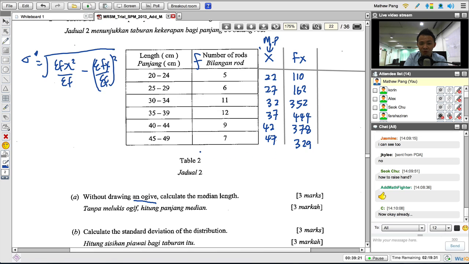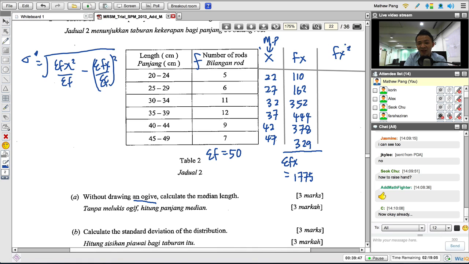You always do something like this: the sum of f, right? It's 50, we did it just now. And then we also need to do the sum of fx. That means all the fx added together, what is the value? Then we add them: 110 plus 162 plus 352 plus 444 plus 378 plus 329. Yeah, this is normally how I do it. 1775. And then I'm going to do fx square.